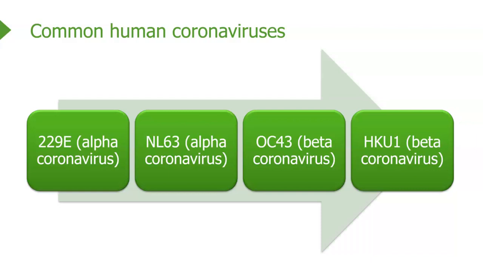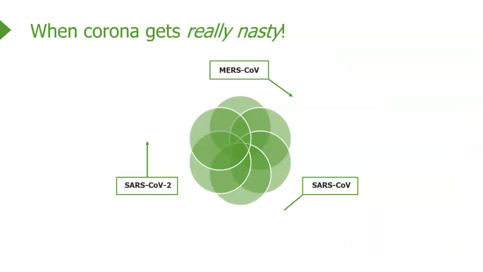But there are 3 others in the corona family that are really nasty. Let's take a look at those. See, when coronavirus gets really nasty, these are 3 that I want you to remember: MERS-CoV, SARS-CoV, and SARS-CoV-2. Okay, now that's just an idea. We talked about the 4 that are somewhat friendly, not that big a deal, but these are the 3 that get really nasty. They're widespread and they've wreaked havoc. Let's look at their history.